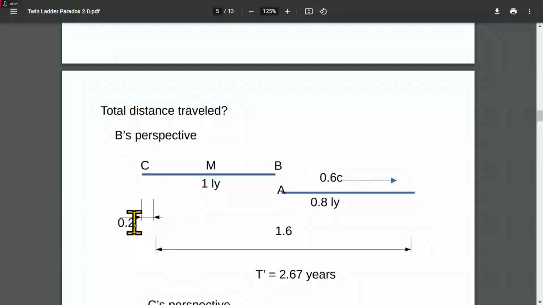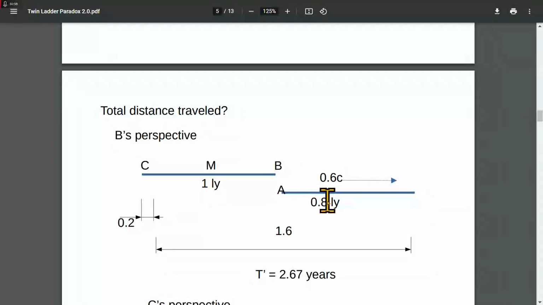So there's a gap here of 0.2. This will be the length contraction gap. Obviously, A has contracted to 0.8 to the left of B, but C is still 1 light year away from B. So there's a 0.2 light year gap. I hope that's not too confusing, but the point is B has traveled for 1.6 light years, and B is touching A right now. Then we're going to look at C's perspective and A's perspective.